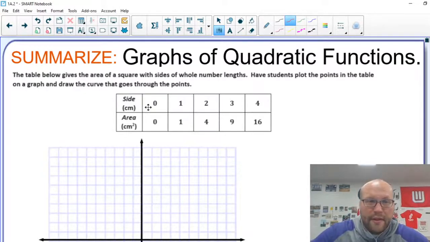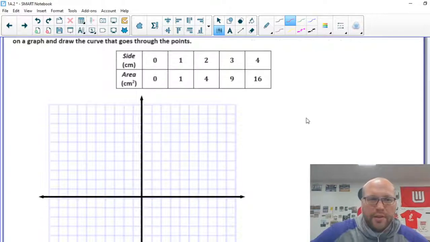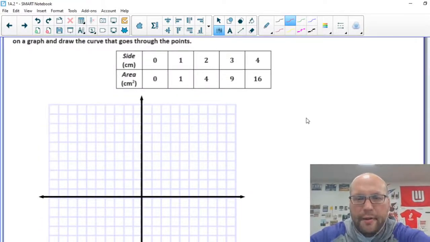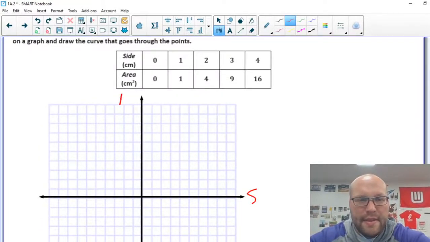So I have a table. If the side of the square is 0, the area is obviously 0. If the side of the square is 1 centimeter, its area is 1 square centimeter. It's just squaring that number or multiplying by itself. If we graph that, I'm going to make a graph of the side length and then the area.